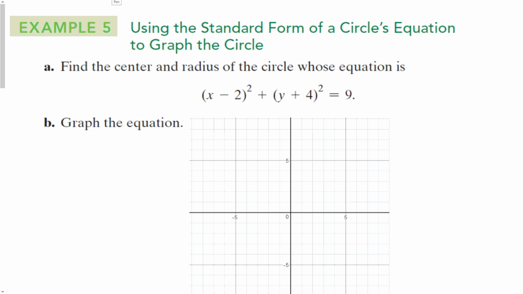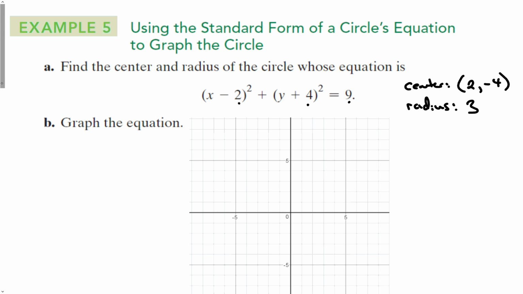So let's use the same technique again now to find the center and the radius of a circle whose equation is now given to me. Okay, so the center is going to be these 2 points, h comma k, and remember I changed the sign. So when I do this, my center becomes (2, −4). My radius is going to be that number right there, which is r squared. So my radius is going to be 3.